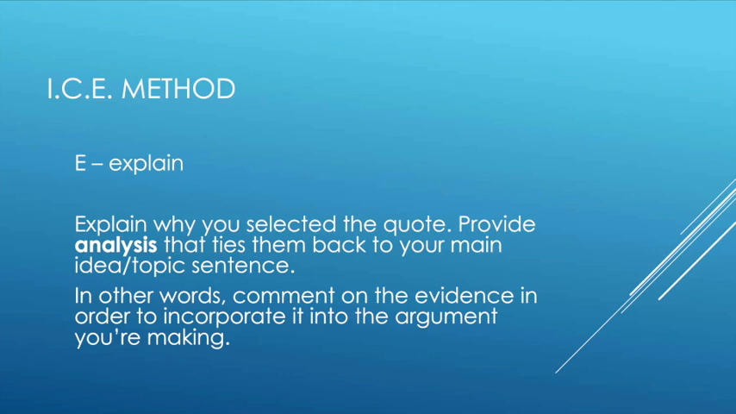Last E, we have to explain. So we explain why we selected the quote that we did. We provide analysis that ties the quote back to our main idea or topic sentence. So this is when we're basically commenting on the evidence in order to incorporate it into the argument that we were making. We've talked about analysis before.